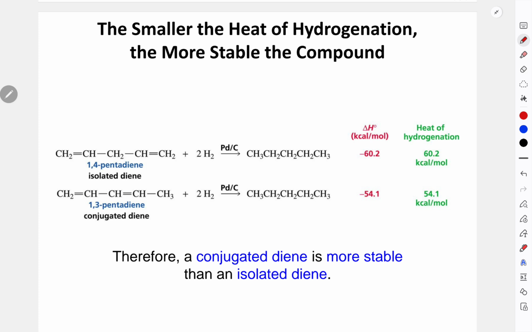So a conjugated diene, in other words, is more stable because of the conjugation effect, or in other words, the resonance effect. So a conjugated diene is more stable than an isolated diene.